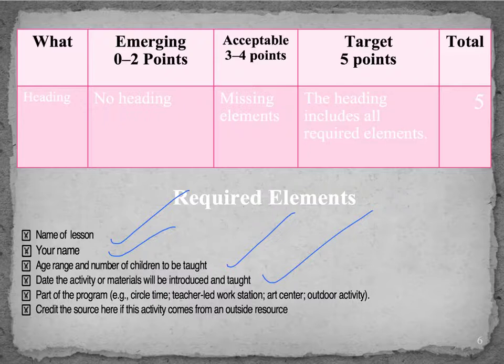You want to talk about the part of the program, meaning is it a circle time? Is it a teacher-led small group activity? Is it going to happen in the art or dramatic play center? Or is it an outdoor activity? And if you used a source for the lesson, make sure that you give it credit here.